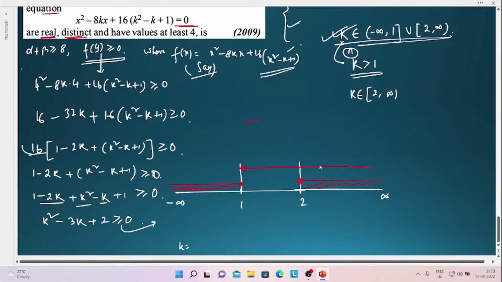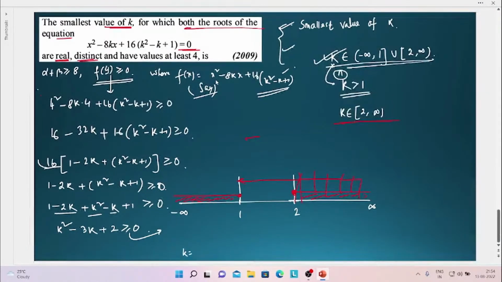So can you tell me what is the intersection of these two graphs? Basically that particular region, from 2 to infinity. So that is why k belongs to closed interval 2 to infinity. So k belongs to the closed interval 2 to infinity.